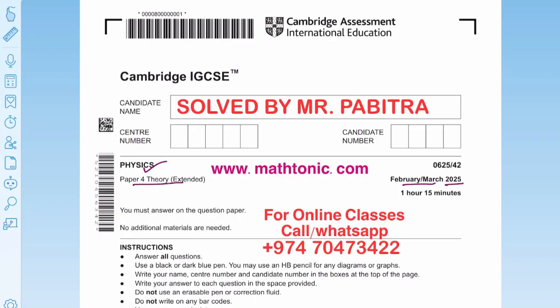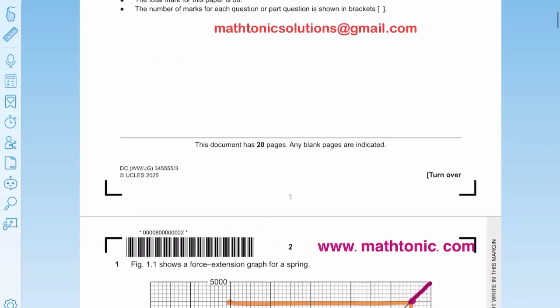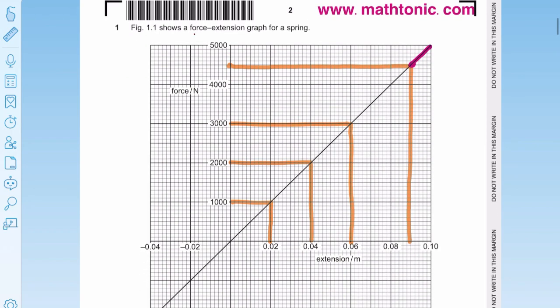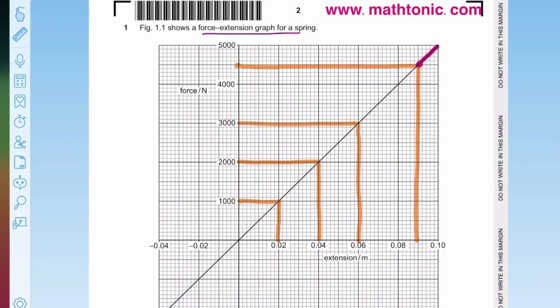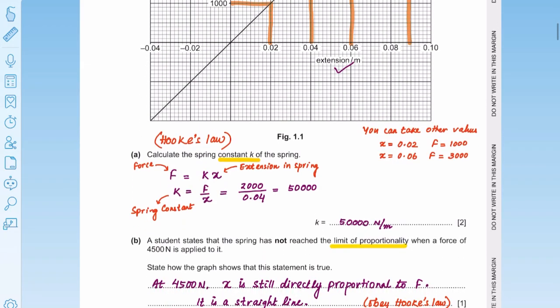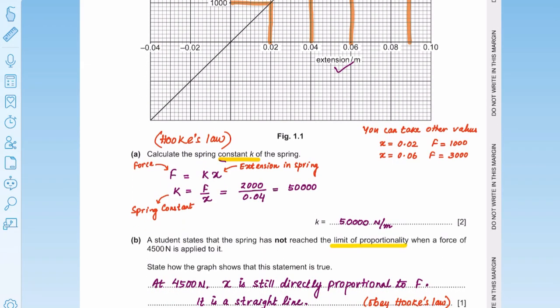Okay, so let's start. The first question is given a graph which shows a force extension graph. You can see here on the x-axis we have extension and on the y-axis we have force in Newton, right? What is the first question given? Calculate the spring constant K of the spring.